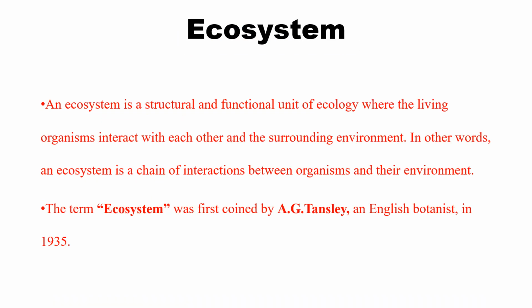What is ecosystem? An ecosystem is a structural and functional unit of ecology where the living organisms interact with each other and the surrounding environment. Living organisms interact with living organisms and the surrounding environment. In other words, an ecosystem is a chain of interaction between the organism and the environment.